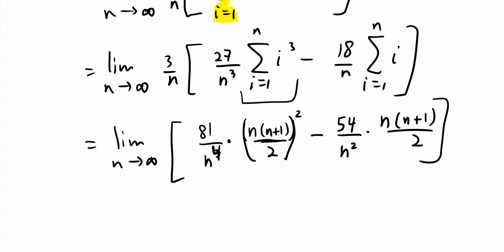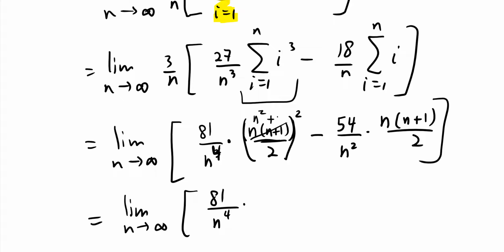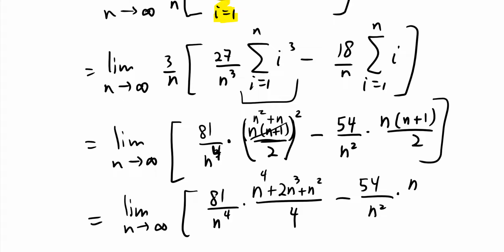Now we got a big expression to find the limit for. Limit as n goes to infinity. So let's see what we have here. The first one we need to do is, I got 81 over n to the 4th times. This part is n squared plus n. When we square it, that gives me n to the 4th plus 2n to the 3rd plus n squared, all over 4. Minus, keep this the same. The top is n squared plus n all over 2.